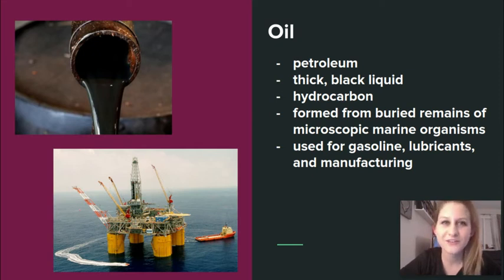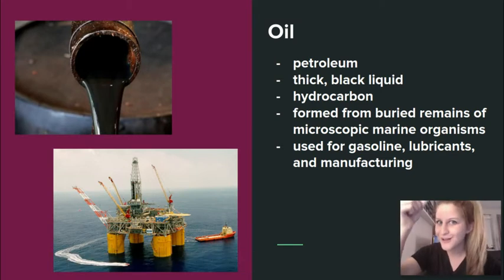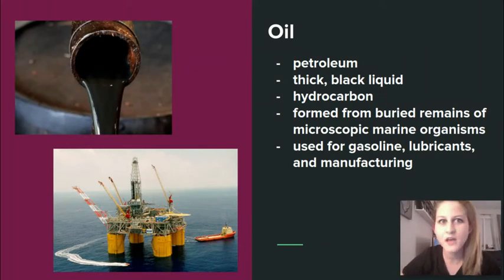Oil can be extracted from the earth through an oil rig. You can see a picture of an offshore oil rig at the bottom left side of your screen. It's kind of like they take a big pipe and they put it down into the surface and they pull the oil up, so that we can use it. Typically, oil is used for gasoline, lubricants, and manufacturing.